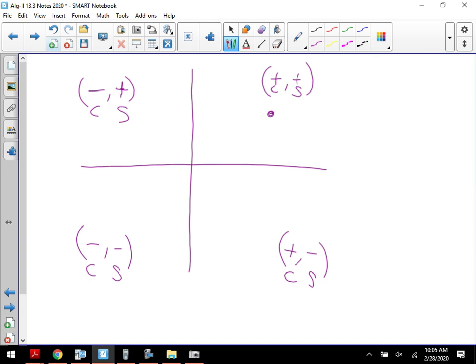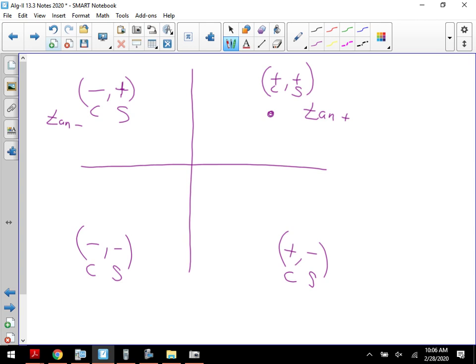Now, think about tangents. Tangent was what over what? Opposite over adjacent. In terms of x's and y's, that was y over x, wasn't it? Your sine over cosine. What's a positive divided by a positive? So tangent is positive. What's a positive divided by a negative? Tangent is negative. What's a negative divided by a negative? Positive.